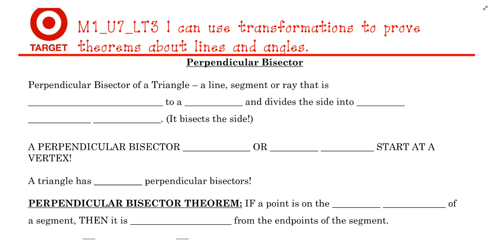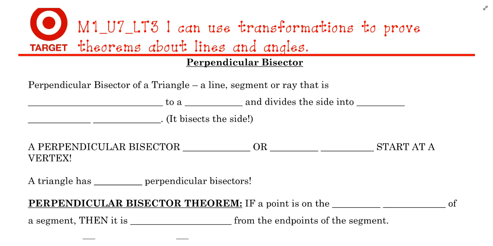Okay, today we are going to be continuing with learning target 3 from unit 7, which is I can use transformations to prove theorems about lines and angles. And today we're going to be looking at the perpendicular bisector theorem. This is going to come in really handy as we begin to complete proofs regarding triangles.